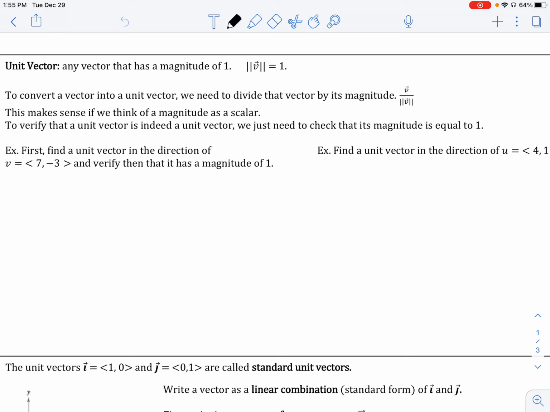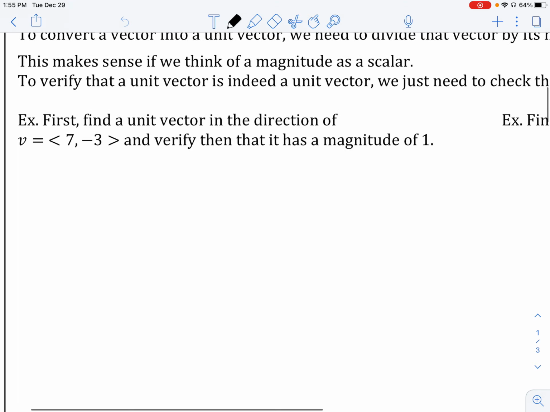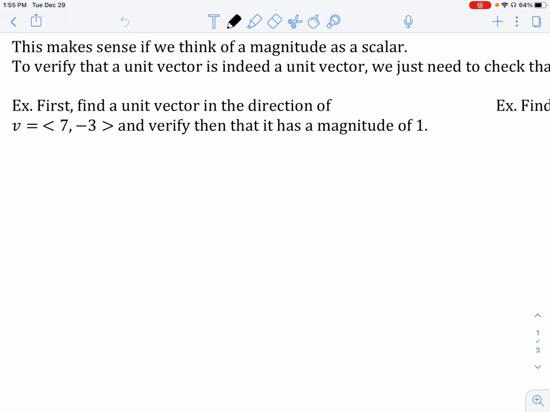And this makes complete sense if you think about it. If you have a vector that has a magnitude of, let's say, something like 7, then if you take that vector and divide it by its magnitude of 7, you're left with a vector that has a magnitude of 1. So let's do an example of this just to start off. Suppose we had a vector v, written in component form as <7, -3>. We first want to find a unit vector, and then we'll check to make sure that this new unit vector does indeed have a magnitude of 1.